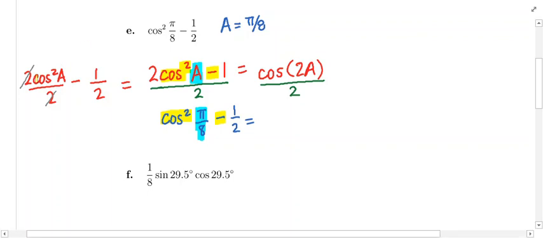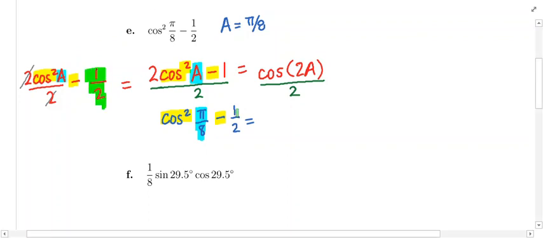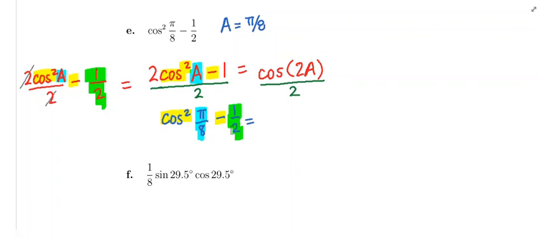I see the cosine squared with a 1 in front. My argument is pi over 8, and then I'm subtracting 1/2. These now actually match up. So we accomplished that by taking our double angle formula and dividing both sides by 2. That's how we adjust the coefficients here.